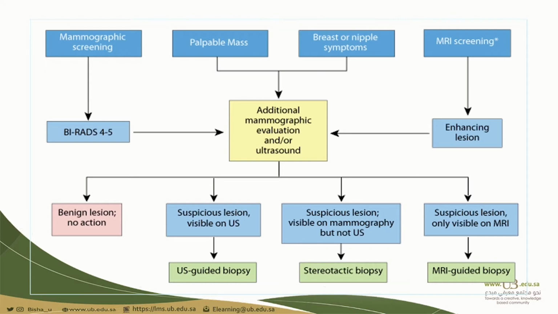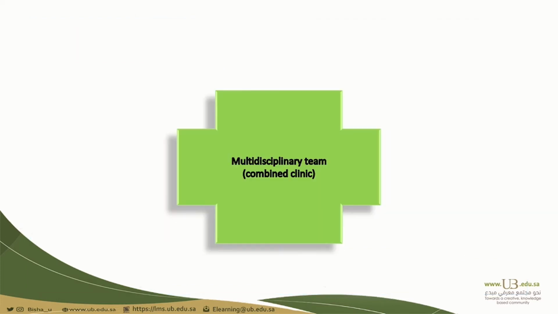Once the patient is diagnosed with cancer, it means that this patient cannot be treated by one person. This patient should go to a multidisciplinary team, and the patient will be seen in a combined clinic. This combined clinic consists of a clinical oncologist, surgeon, and radiotherapist at least. A plastic surgeon can be involved.